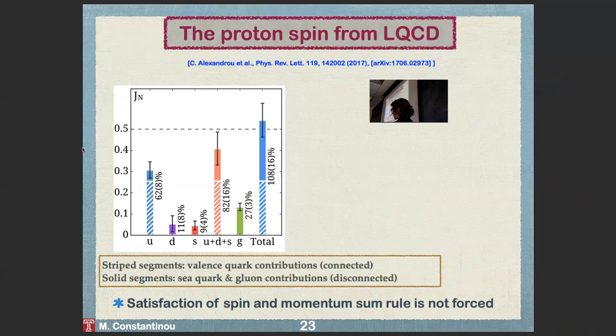One assumes that there is a certain sum rule being satisfied, but this particular sum rule, which is the total spin to be one half, this comes out without enforcing it. We have computed each one of these contributions independently, and we just add them together to see what we get, and this goes to one half.